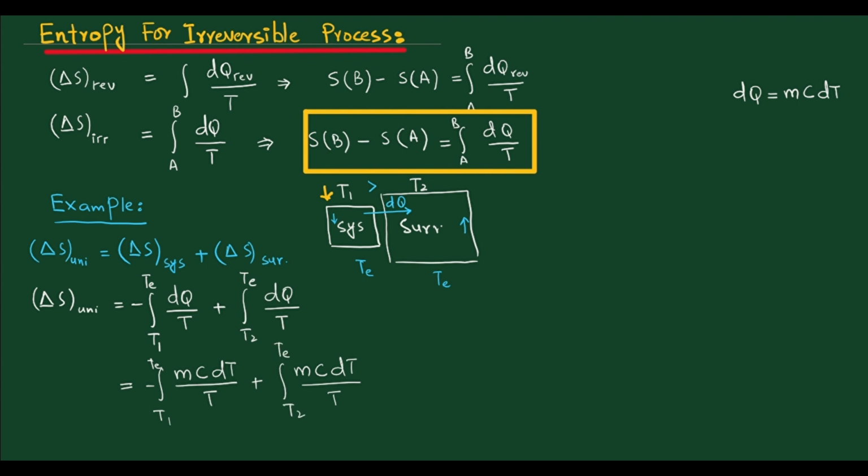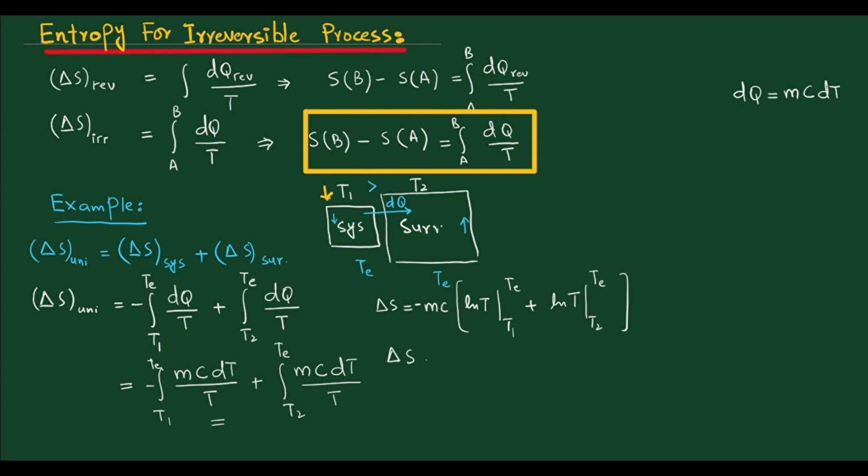If we integrate this, we will get the change in entropy for the surrounding, which is equal to the change in entropy for the universe, equal to mc, because mc is constant in both terms. We will get the natural log of capital T for the first side, with limits from T1 to Te, and it is minus and plus, the natural log of capital T with limits from T2 to Te.